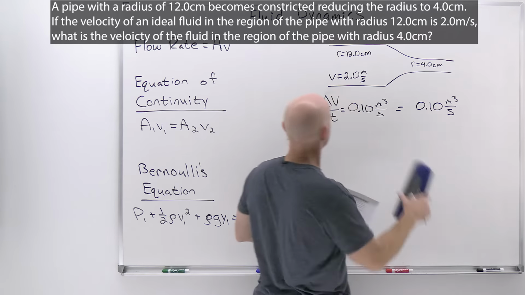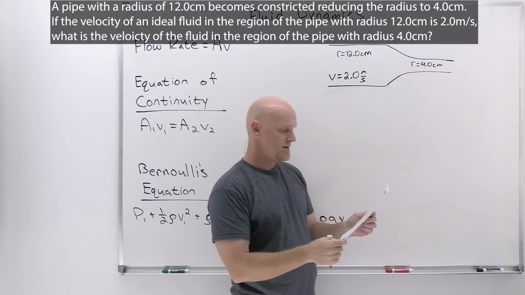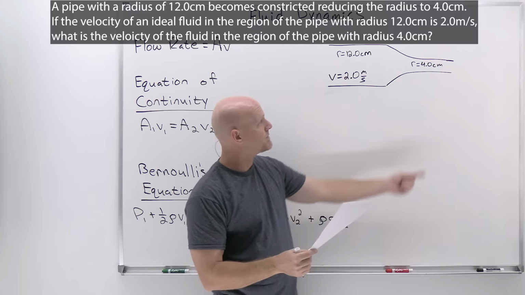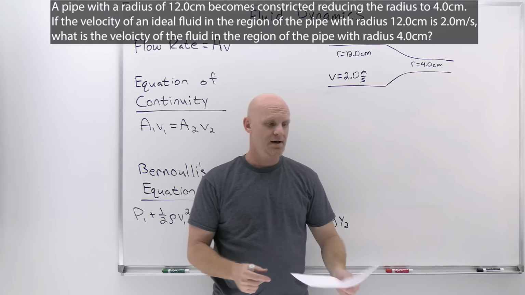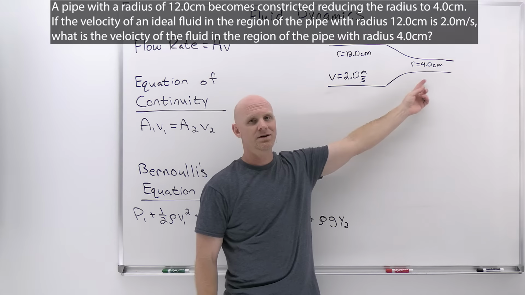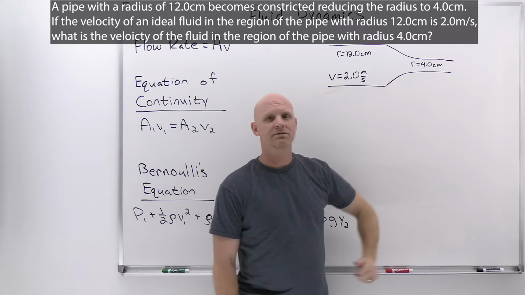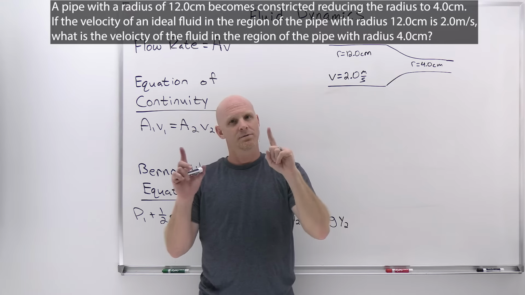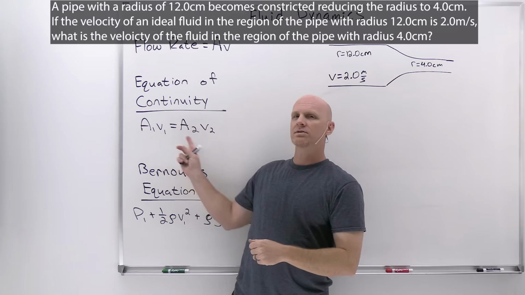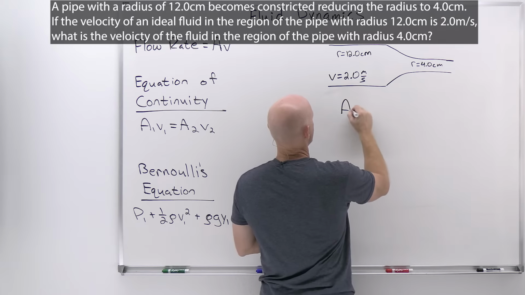So let's get rid of this now. Then the question says, what is the velocity of the fluid in the region of the pipe with radius of 4.0 centimeters? Now the big mistake students will make here is they'll look at this and be like, oh yeah, it's going to be faster down here in the smaller pipe. I learned that. And they look at this and they say, oh yeah, the radius went down by a factor of 3, the velocity goes up by a factor of 3. But be careful, it's not radius, at least initially, that shows up in that equation of continuity. It's the area.